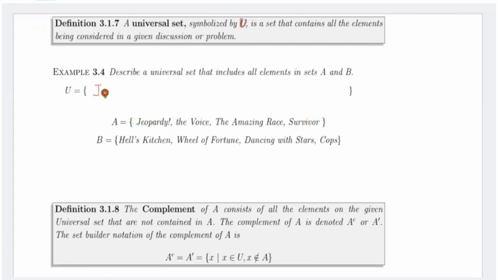Jeopardy, The Voice, Amazing Race, Survivor, Hell's Kitchen, Wheel of Fortune, Dancing with the Stars, and Cups. That's what the universal set is. Do we understand the idea of a universal set?